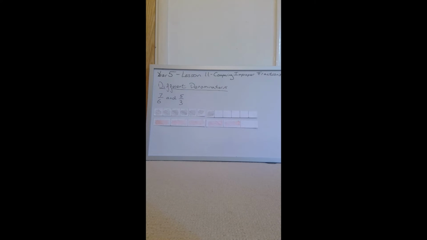So if you were going to write this, you would now write out your number sentence again, and you know that this is the larger fraction, so you will write it like this. So you know that 7/6 is smaller or less than 5/3.